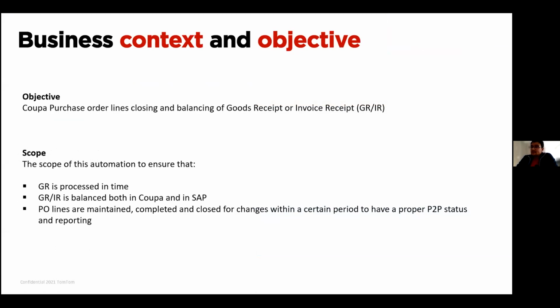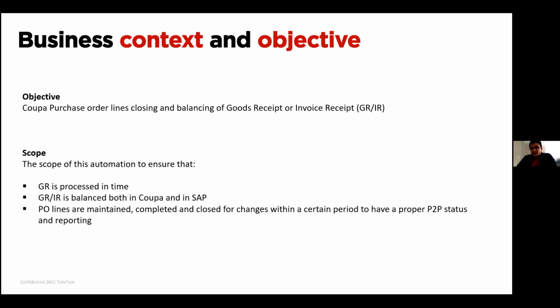So the business context is, as you can see here, our objective is to close the purchase order line items and balance the goods received and invoice received. So what does it mean? When we say purchasing system, for example, if you want to buy something, you go to the Amazon website and find the product you want to buy, then add it into the cart and proceed for the payment, and then it gets delivered to you.